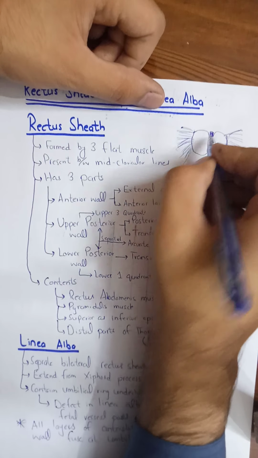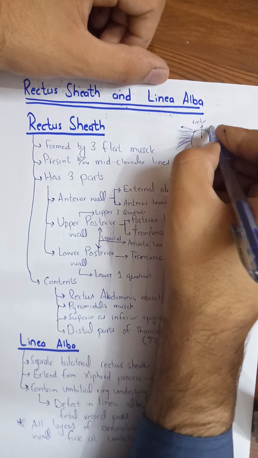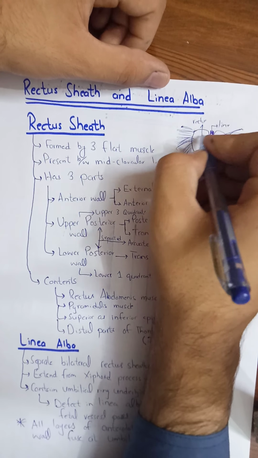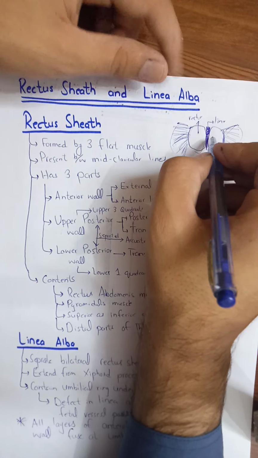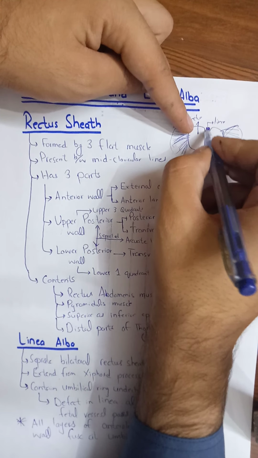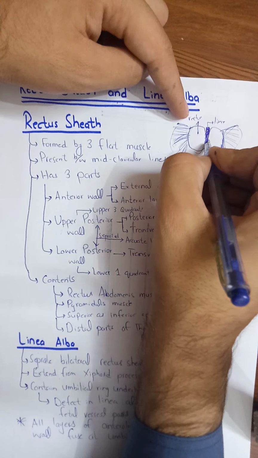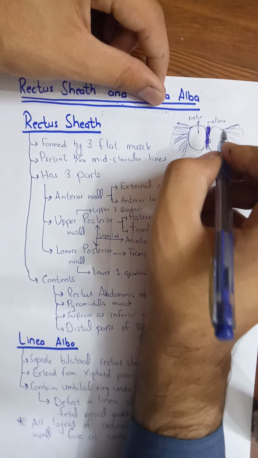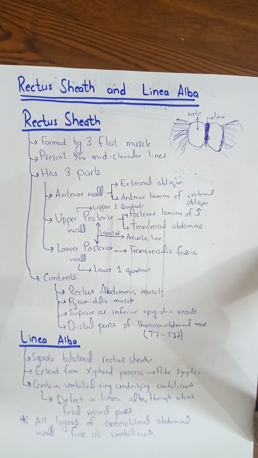So now I hope it is clear to you. This was the rectus sheath, and this was the linea alba. The rectus sheath was formed by the aponeurosis of these three flat muscles on both sides, and in the center there was the linea alba. Here will be the umbilicus, and posterior to the umbilicus there will be the umbilical ring, which is a defect in the linea alba through which the fetal vessels pass to and from the umbilical cord and the placenta. Thank you.